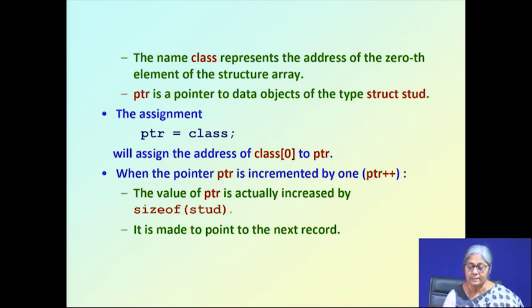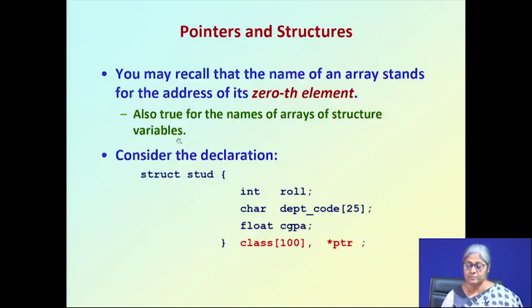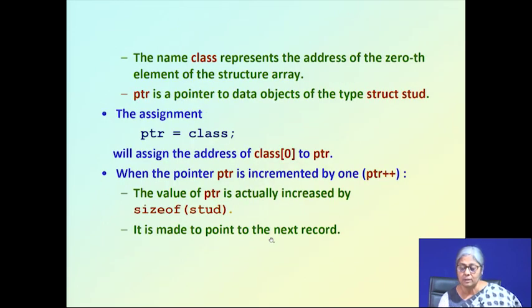So, here we will assign the address of class 0, because now class is an array of structures. So, class 0, the address of class 0, is assigned to PTR. Now, we are assigning that. PTR equal to class means the address of the first element, and PTR is assigned.